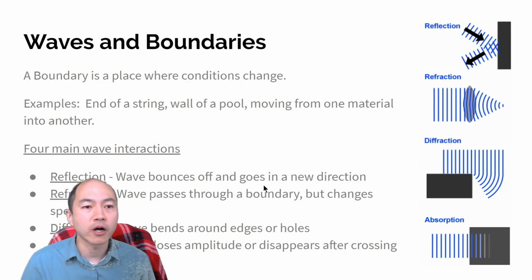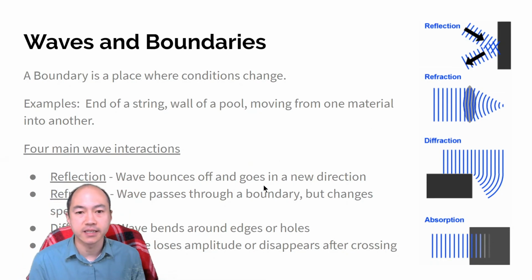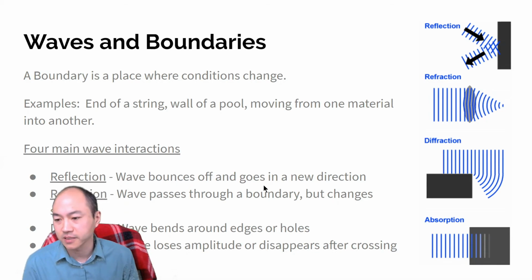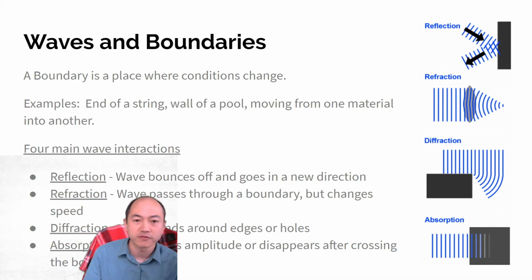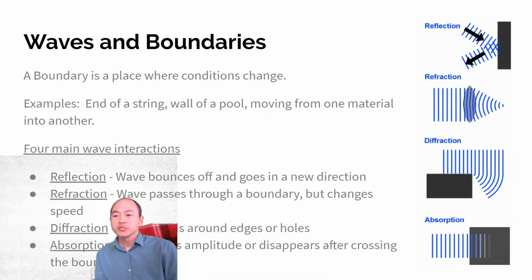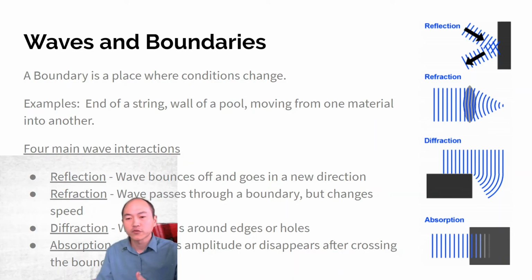The second thing is what we call refraction. I just noticed that my camera is covering up half of the slide, so let me move this way. Refraction happens when waves pass through a boundary, from one material into another material, and when it goes from one material to another, the speed of the wave changes.